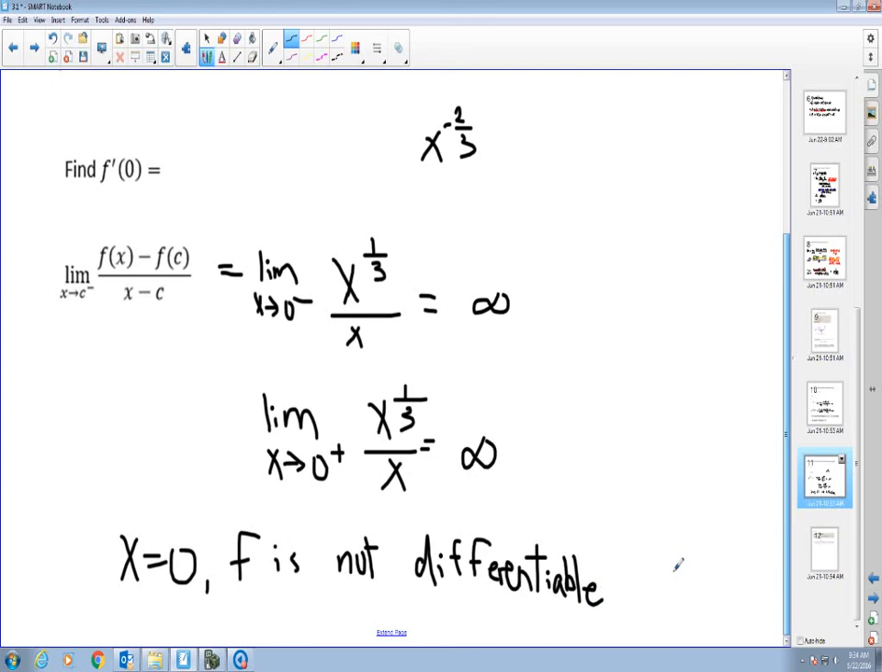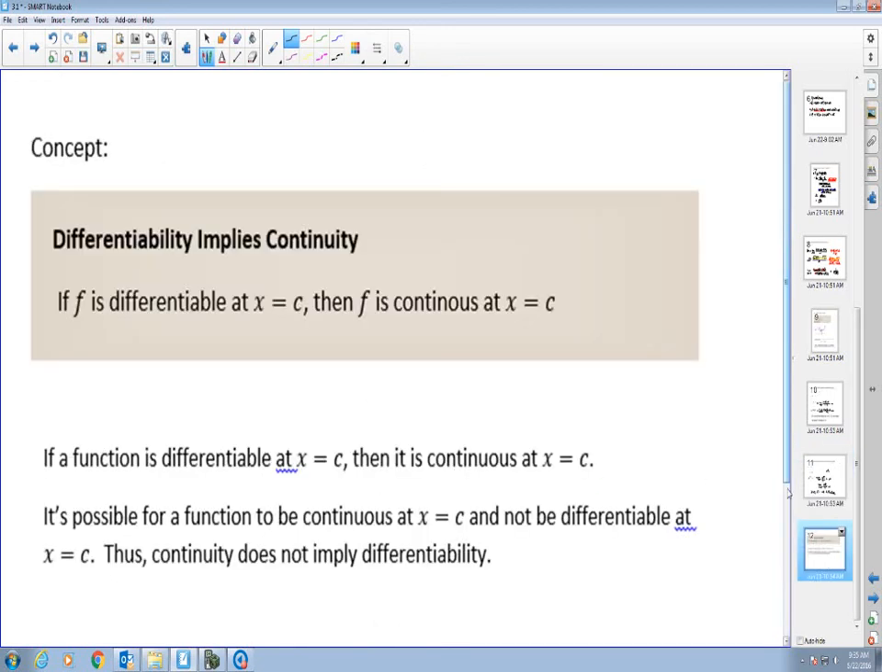Because you have to think about it. Yes, I do have a tangent line here for this function, but what I typed in is actually x to the negative 2/3. So my function is continuous, but because there's a vertical tangent line, that tells me my function is not differentiable at x equal to 0. So what this implies is kind of strange.